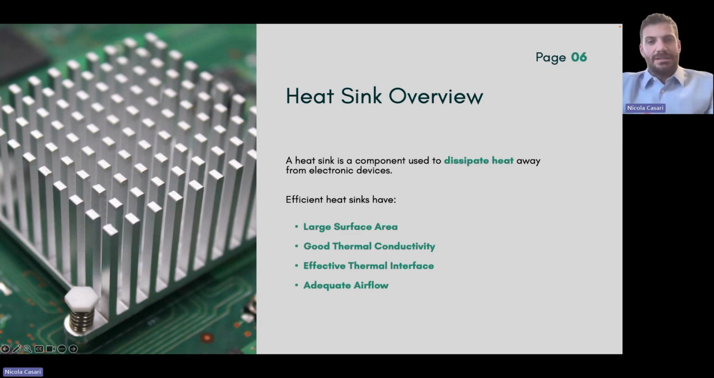As I already mentioned, the primary objective of a heat sink is to dissipate heat. And in order to carry out this task properly, heat sinks tend to have a very large surface area, need to have good thermal conductivity, need to have a very effective thermal interface, and need to have good airflow, which is used for the proper cooling. So all these features are required, and thermal engineers are quite used to designing heat sinks having these capabilities.